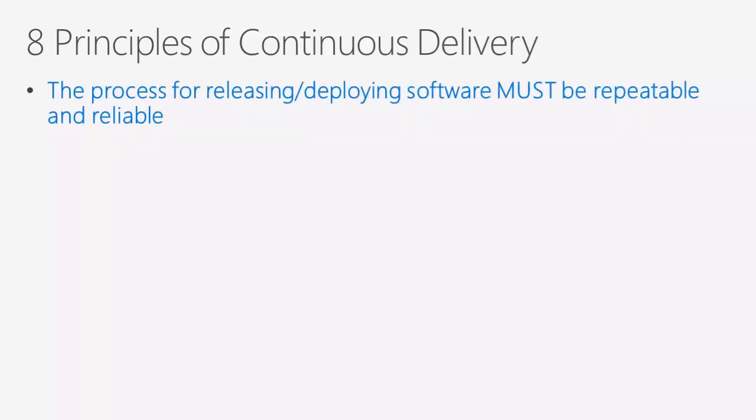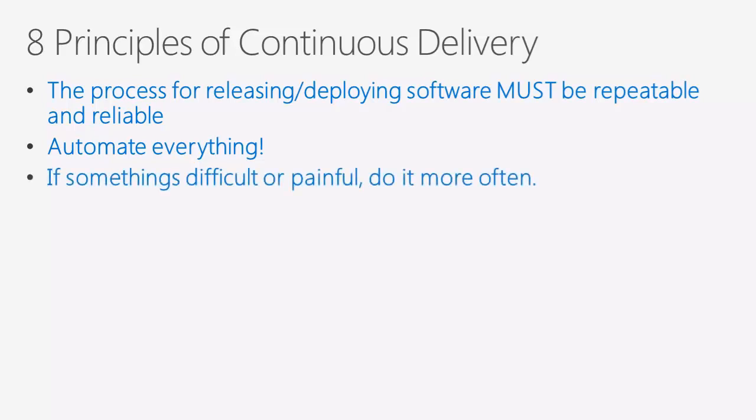So let me give you a quick introduction to the main principles of continuous delivery. The first principle is that the process for releasing and deploying software must be repeatable and reliable. This leads to the second one: automate everything. The process might be repeatable, but in order to be reliable, we need to make sure that it's automated. This is how I can really make this process reliable, by automating it.